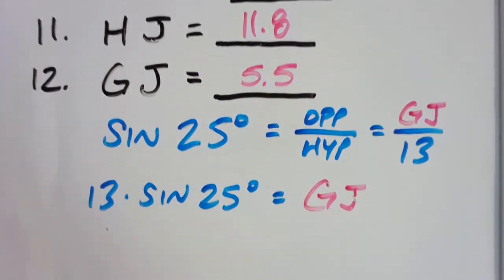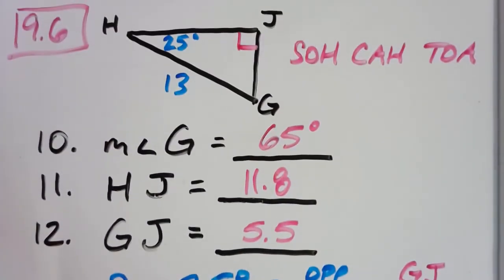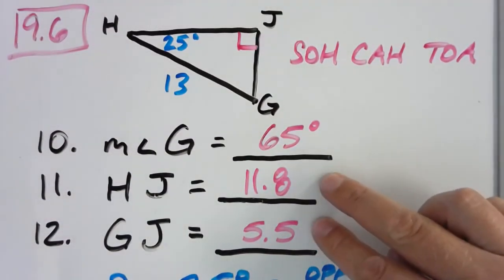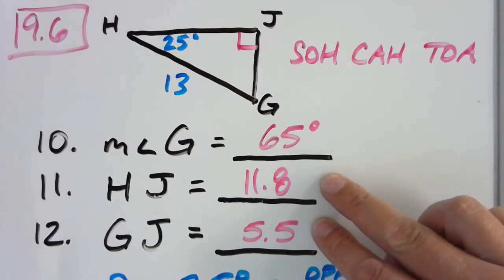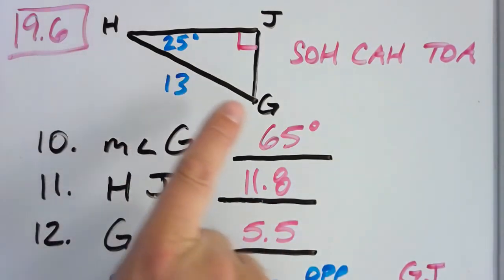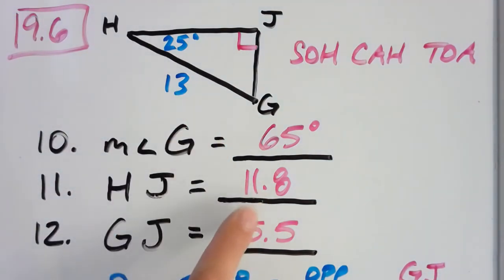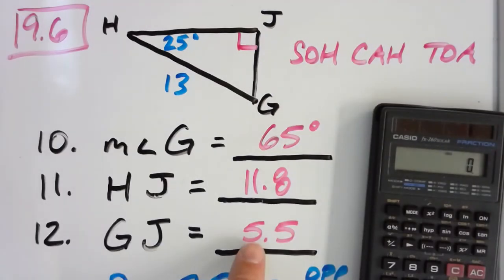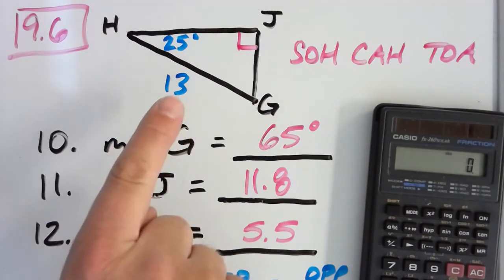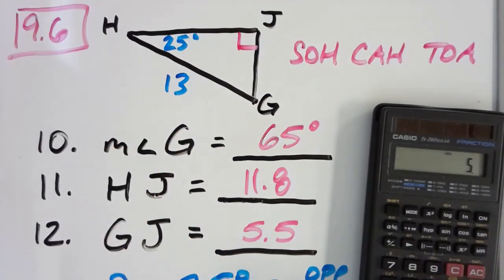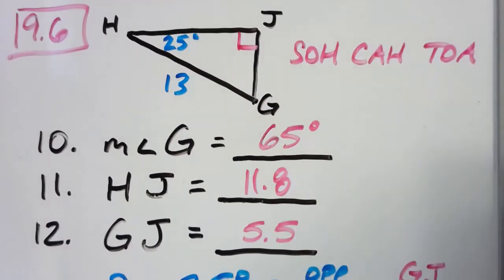Quick sanity check here. Couple things to look at. First off, because they're the legs of a right triangle, both of these should be less than the hypotenuse. The hypotenuse of every right triangle should be the longest of the three sides. 13 is bigger than 11.8 and 5.5. That checks out. I could use Pythagorean Theorem here to check that this squared plus this squared should equal that squared. So I could do 5.5 squared plus 11.8 squared, which should equal 13 squared. You can check that on a calculator, but I'm out.